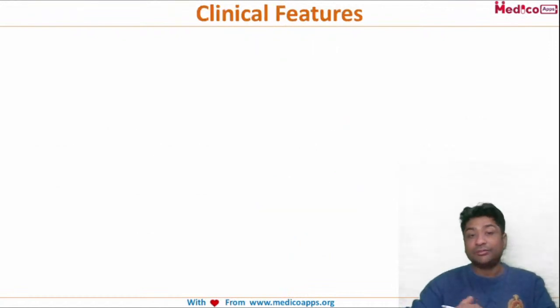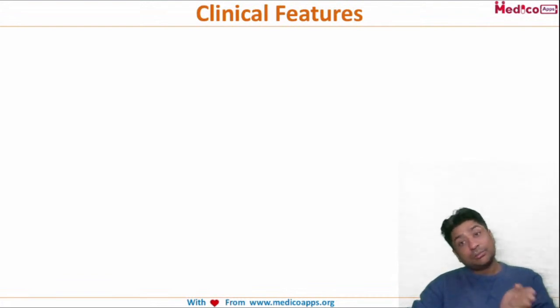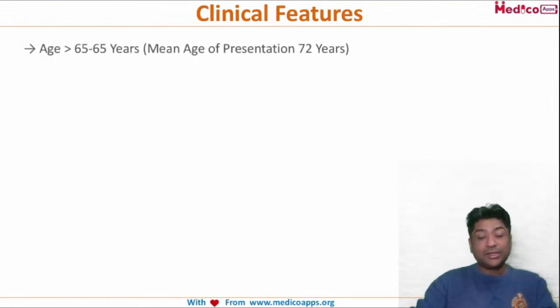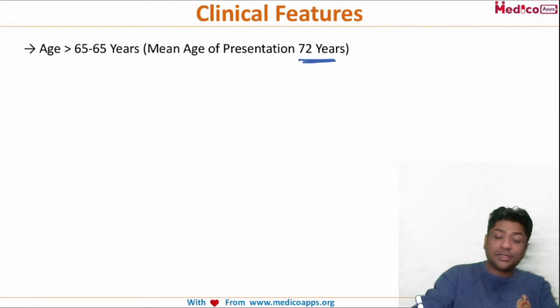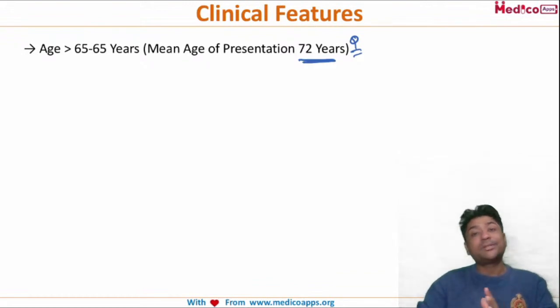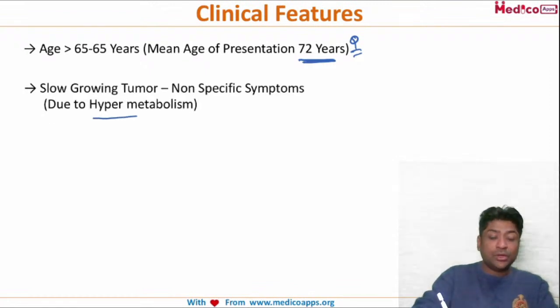Let's quickly look at the clinical features, how a patient of CLL will present. Remember, this is the most common hematological malignancy in adults. The age of presentation is more than 65 years. In fact, the mean age of presentation is around 72 years. So these are relatively older patients, and as I have told you, these are not fast growing tumors, they are slow growing tumors. So you will have a lot of non-specific symptoms when the patient presents to you, and these non-specific symptoms will be primarily due to hypermetabolism.